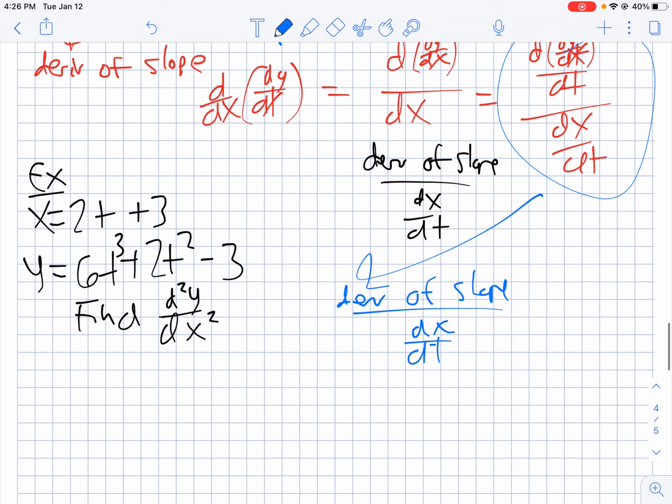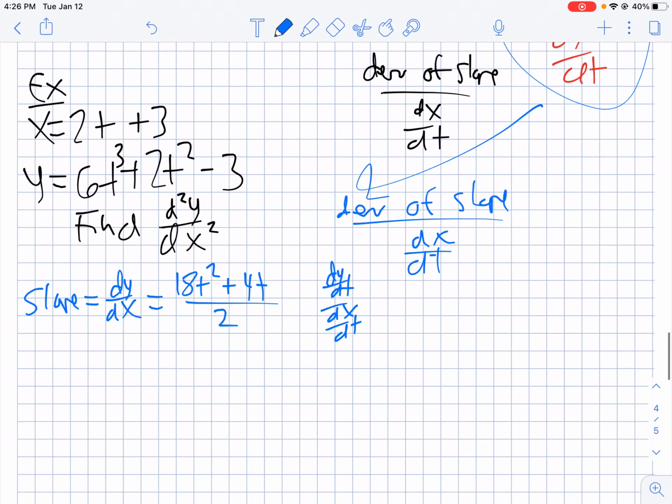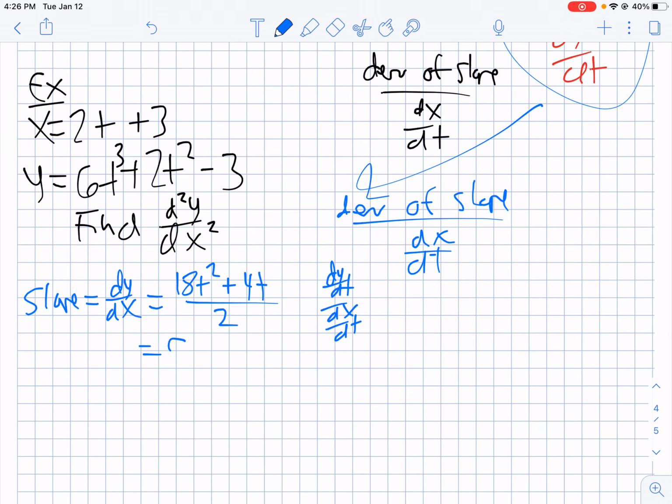Okay, so let's see. The slope is equal to dy dx. And we can do that very quickly. That's 18t squared plus 4t minus 0. The dx dt is just 2, right? I just did right here dy dt over dx dt. Okay, so I could write this out a little further. That's just 9t squared plus 2t.